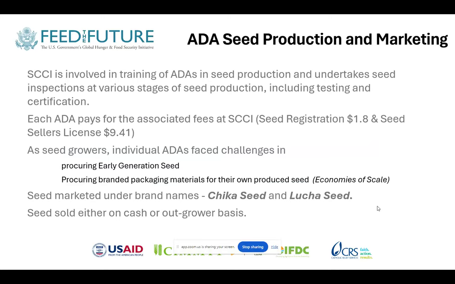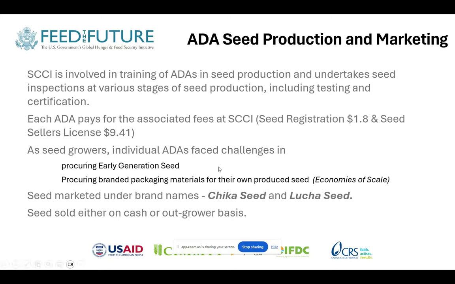When ADAs are producing seed, as I indicated, we collaborate with SCCI, who undertake inspection at various stages of seed production. Then each ADA is responsible for paying the fees that are required when producing seed. So seed registration is at $1.8, and the seed seller's license, they pay on their own. This is $9.44.